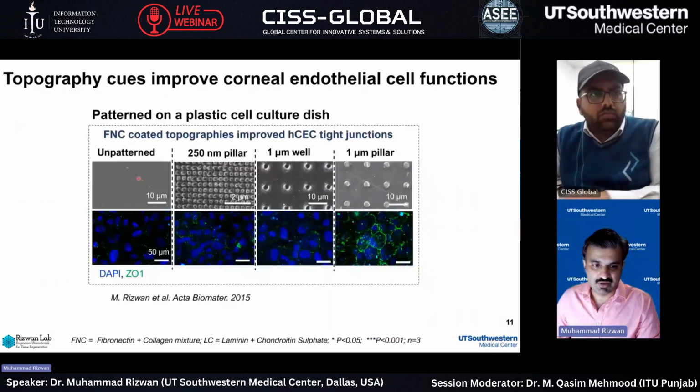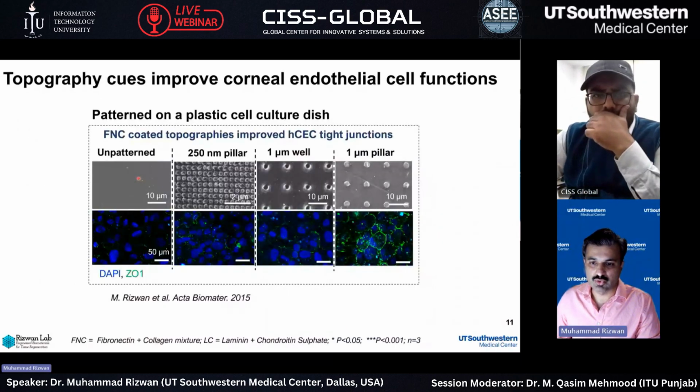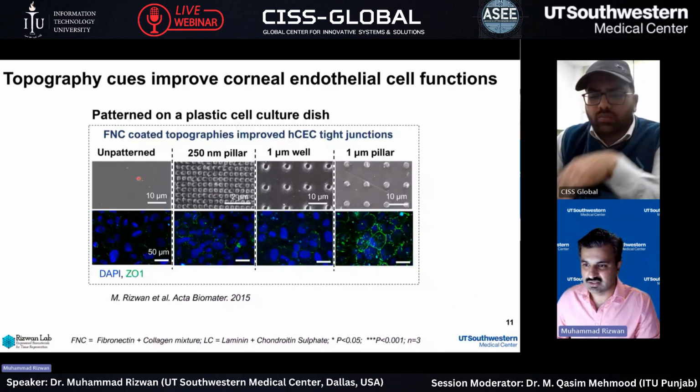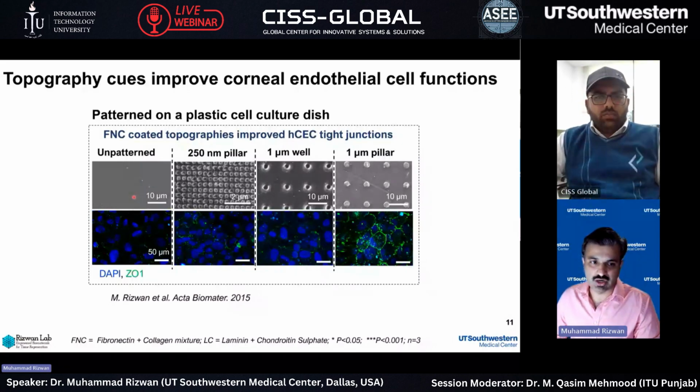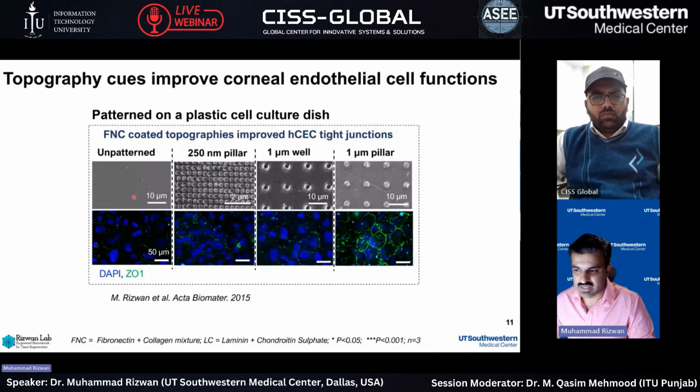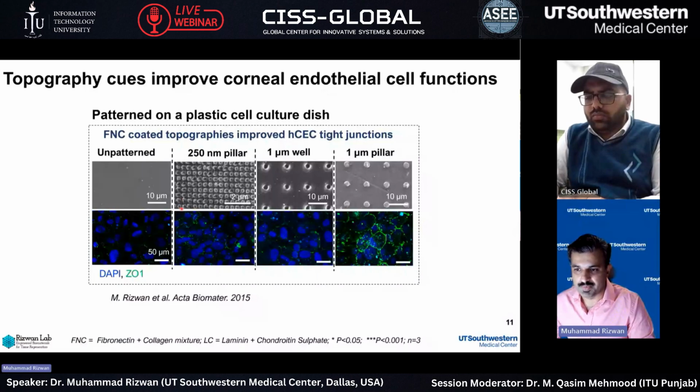And indeed, when we compared cells grown on a flat surface to cells grown on different types of topography, such as pillars or wells, we could see that in certain configurations of pillars, the cells started to express those markers which were missing when they were cultured on an unpatterned surface. This is simply showing that the cells are able to recognize the surface and they are able to grow better on certain types of patterns, or as we call them, topographies.